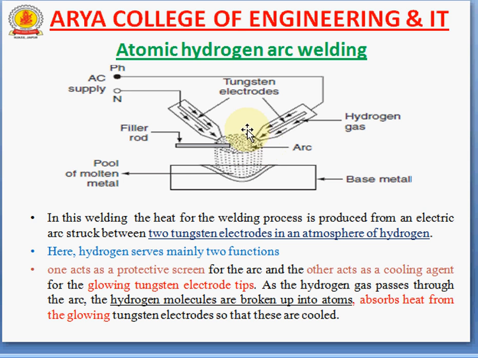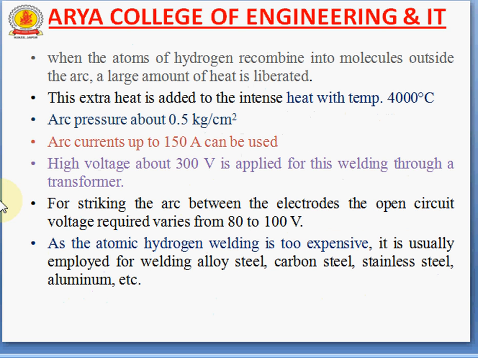So the heat for the welding process is produced from an arc struck between the two tungsten electrodes in an atmosphere of hydrogen. This is the main phenomenon of atomic hydrogen arc welding. There is a pool of molten metal formed on the base metal. When the atoms of hydrogen recombine into molecules outside the arc, a large amount of heat is liberated.